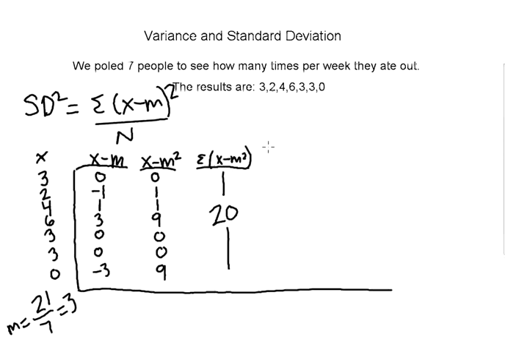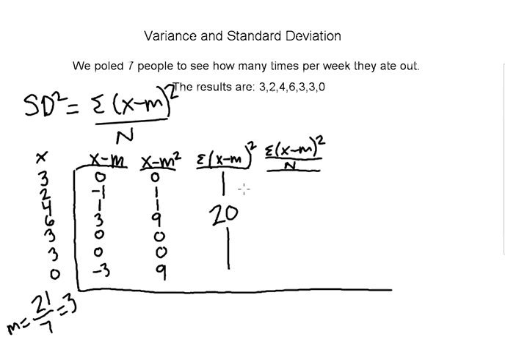So we get the sum of all of our x's minus m squared. And I just noticed I made a little boo-boo here, so let me see if I can blot that out real quick. What I did was put the square inside of the parentheses, which doesn't work. Okay, so we're back to here. We have the sum of all of our x's minus m's, squared, divided by the number.